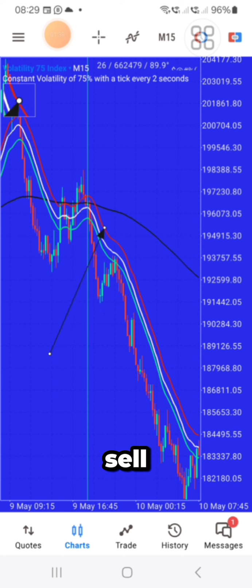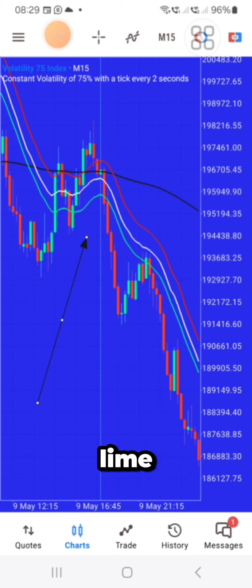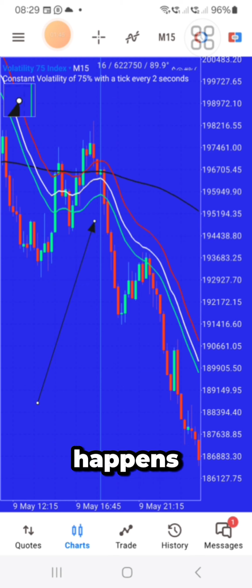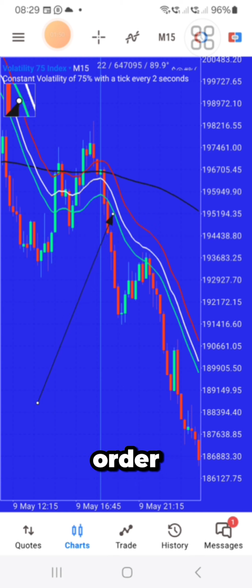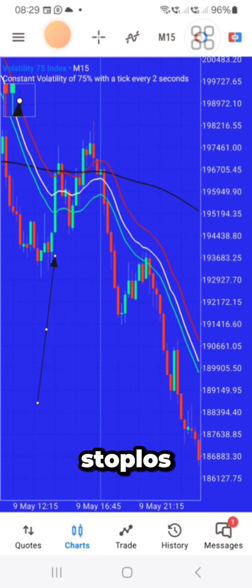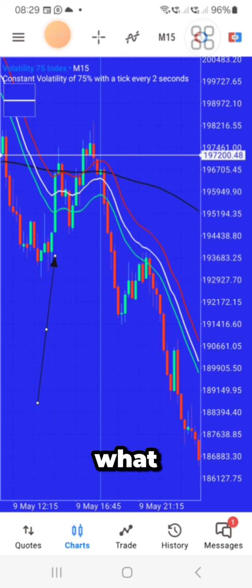How are we going to sell? We are going to be waiting for a candle to close below the lime green line. When that happens, on the next candle open, we execute our sell order. Where are we going to place our stop loss? Our stop loss is going to be placed above the red line.